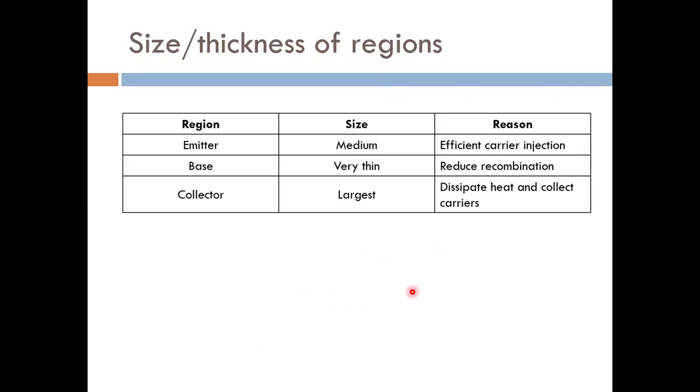Similarly, in terms of size or thickness, the emitter has medium size compared to the collector, which is large, while the base is very thin or smaller in size. So we can have the idea of the base that is extremely thin, which is typically in micrometers. And we know the scale of micro, 10 to the power minus 6. So we can imagine the size of these regions.